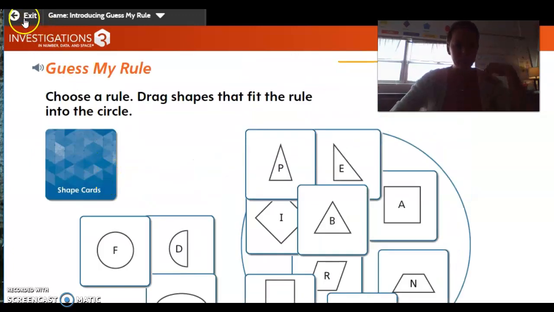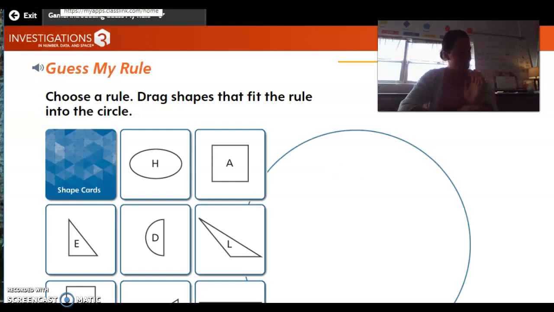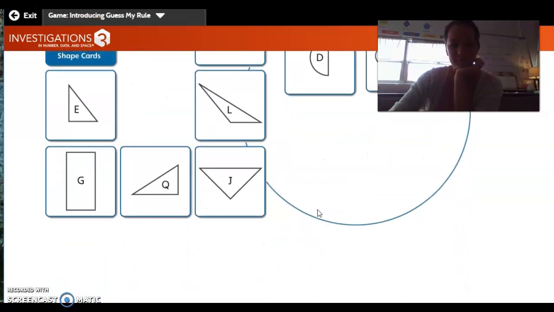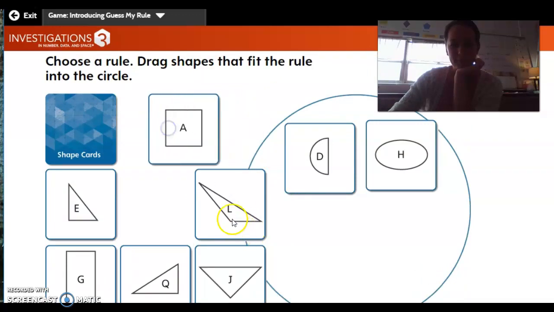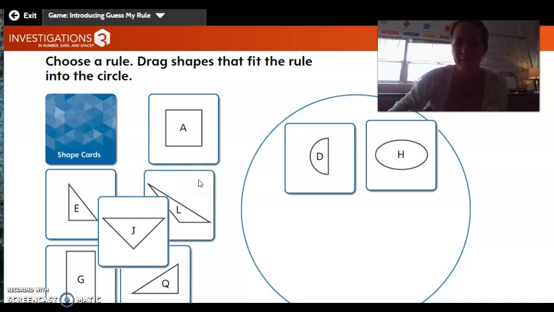So, let's try one more time with a new rule. Are you ready? Let's refresh my page. Okay. Let's do another one. Ready? Okay. Those are my shapes that fit my rule. Are you thinking at home? Let's flip over a card.